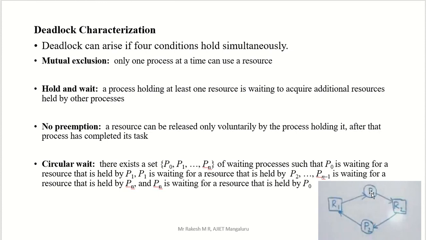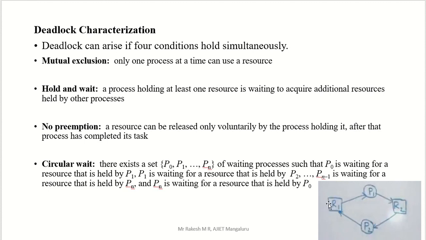Here that will happen. You can see this. There is a circular form. P1 is waiting for R2, but R2 is assigned to P2. P2 is waiting for R1, but R1 is assigned to P1. You can see there is a circle, right? Here to here, then here, then here, then here. You can see the arrow marks. So there is a circle. If there is any circular wait, then circular wait means waiting here.